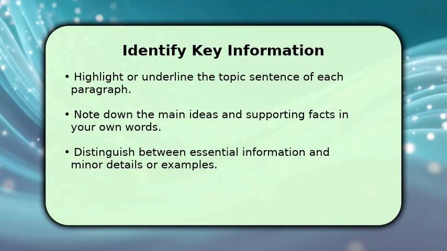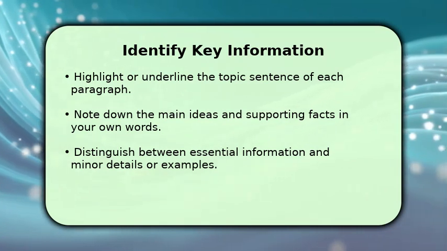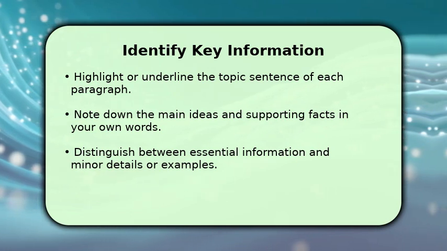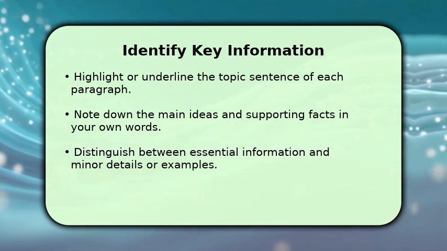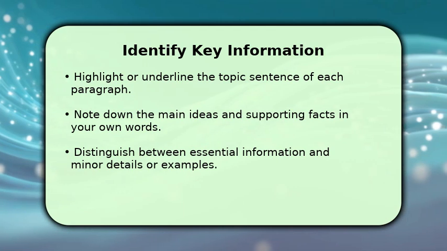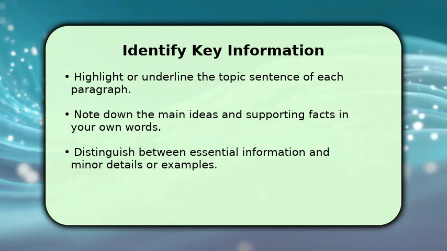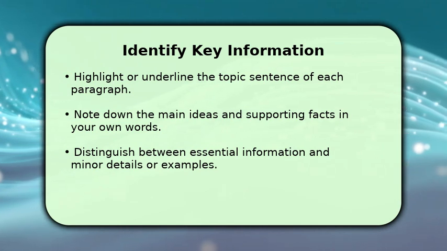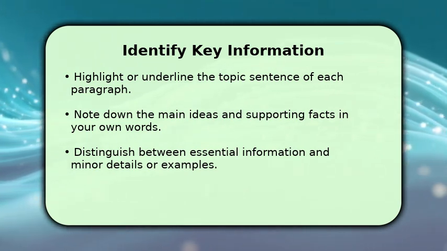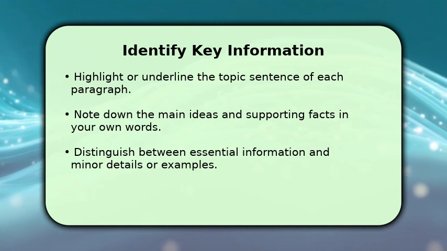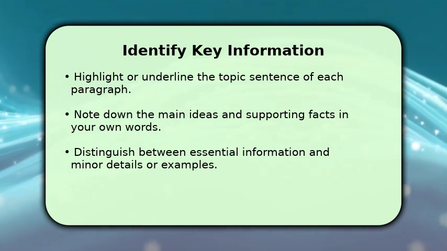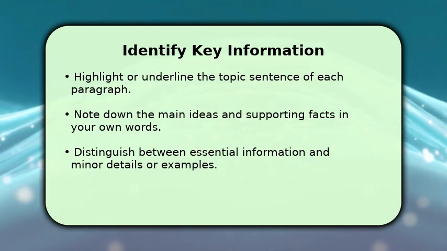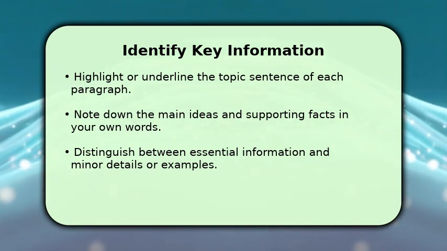Next, it's time to identify the key information. This involves actively engaging with the text to pinpoint the most important points. Try highlighting or underlining the topic sentence of each paragraph, as these often contain the core idea. Then, in your own words, jot down the main ideas and any crucial supporting facts. It's important to differentiate between essential information and less critical examples or anecdotes. Aim to extract about 1/3 of the original text content in your notes.